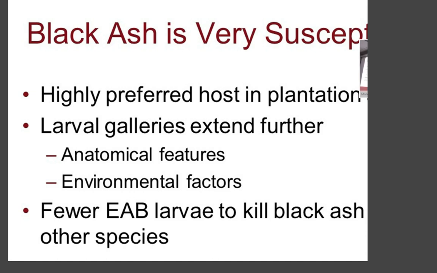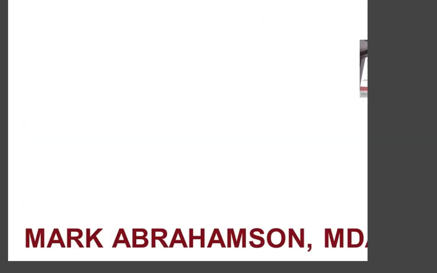And this could be for two reasons. It could be due to anatomical features, so just the physiology of black ash, but it also could be an environmental factor. Black ash grows on these poorly drained, nutrient poor sites, so that could also contribute. So what does that mean? Fewer EAB larvae are needed to kill black ash than other species. So with that kind of really positive message, I want to turn it over to Mark and allow him to give an update on EAB in Minnesota.